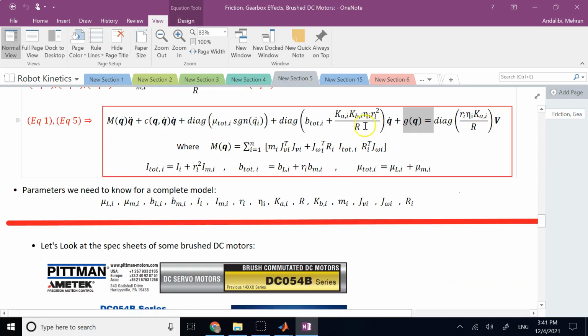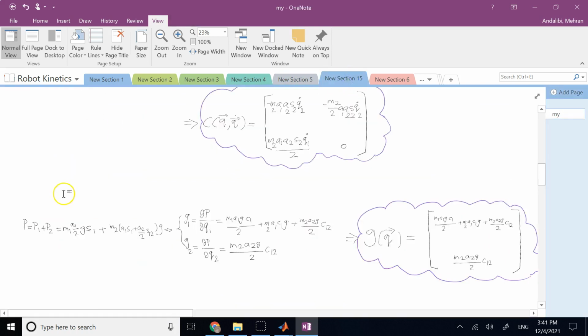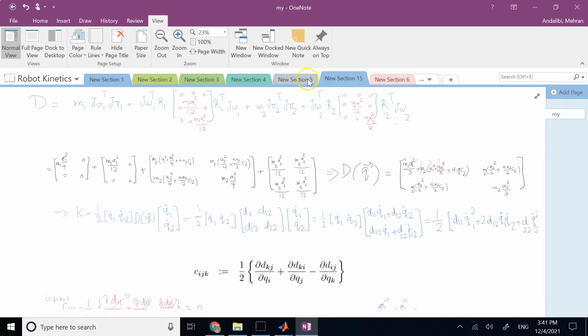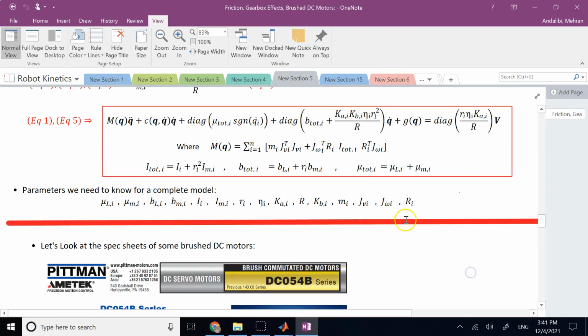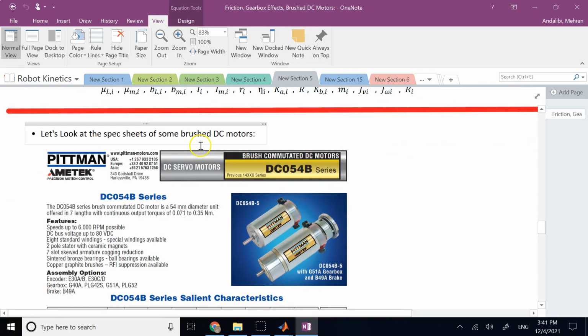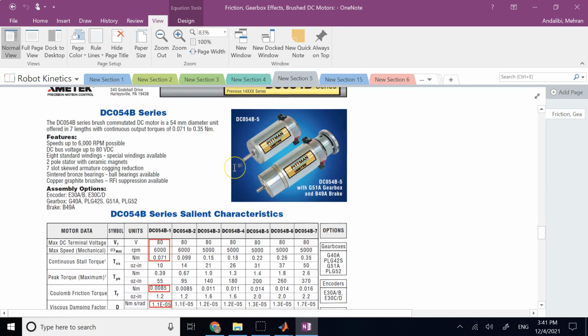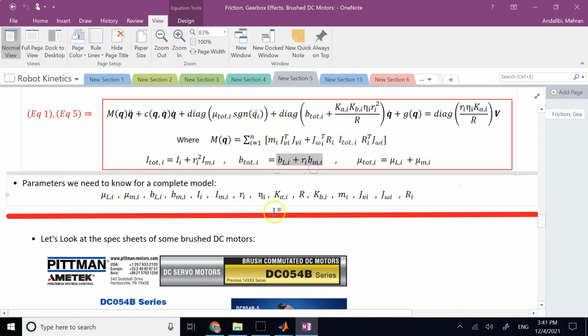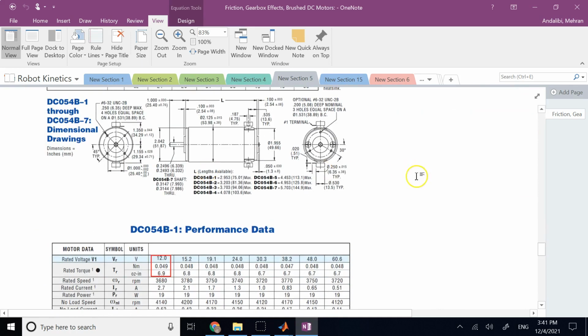As I said, M we have to recalculate. We cannot directly use those D components that we had, right? We have to recalculate and call it M this time. And we have to calculate all of these other terms, the mu total, B total, and all of these other terms. And for them, I'm going to use these spec sheets of the DC motors that I showed you in one of the previous videos. We are going to extract each and every one of these parameters that we need from these spec sheets. So our simulation is realistic.